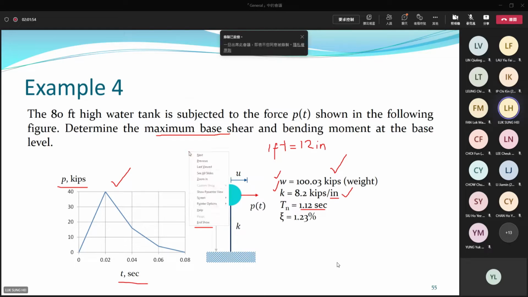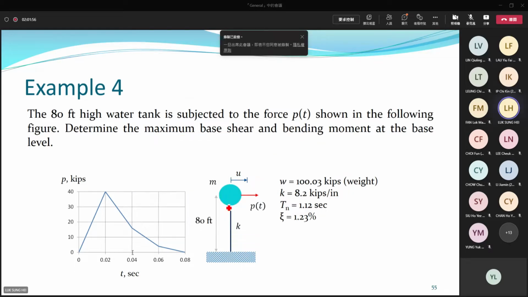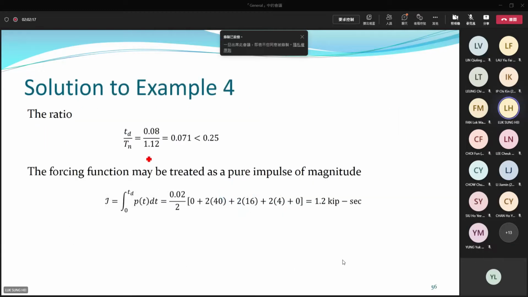So go back to here. How to find out the maximum displacement of these structures? The structure is now under a pulse with these shapes. We just introduced one technique, approximate analysis. If you want to use approximate analysis, you have to make sure that the pulse is a short pulse. Short pulse means TD over TN should be less than 0.25.